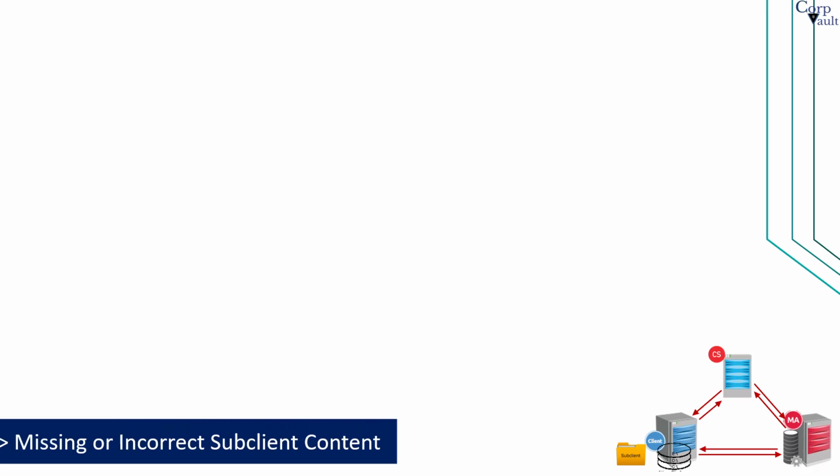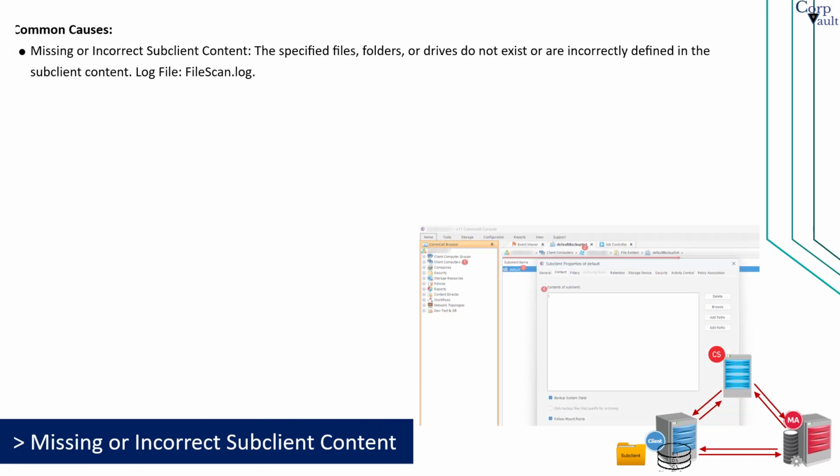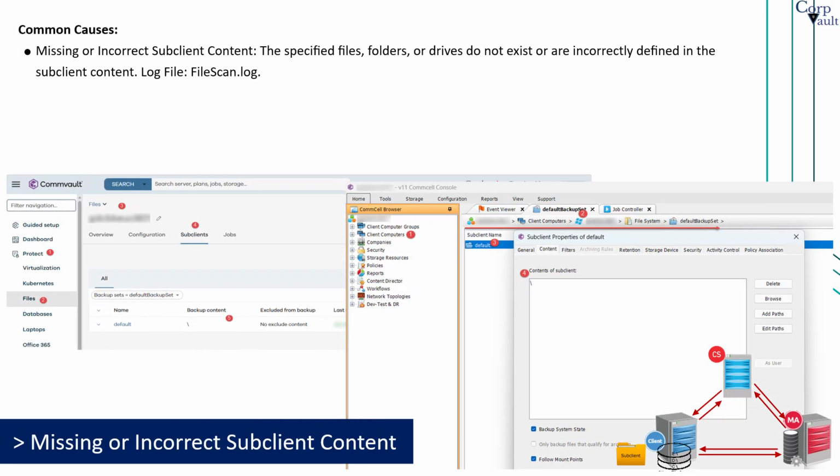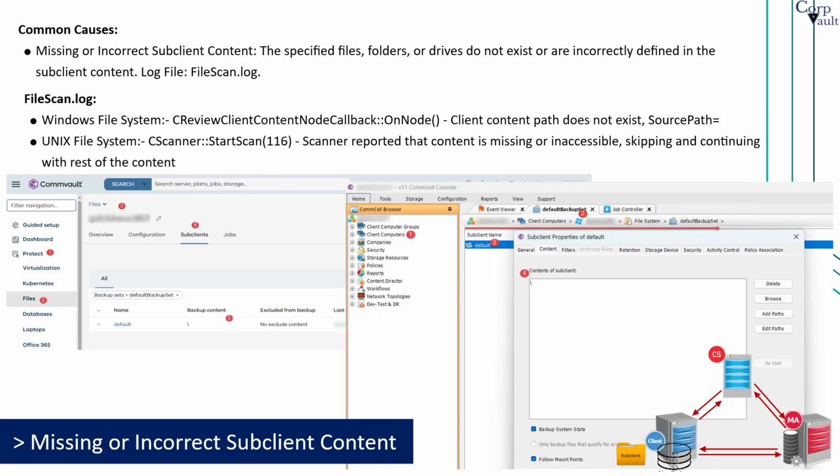Missing or incorrect subclient content. The specified files, folders, or drives do not exist or are incorrectly defined in the subclient content. Filescan.log may show entries similar to this. Verify subclient content and ensure all paths, drives, or folders listed in the subclient content exist and are accessible.